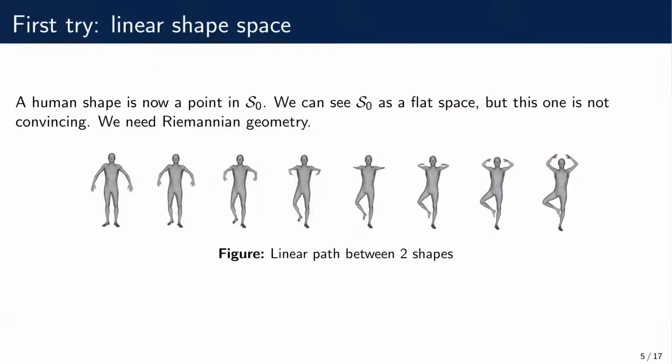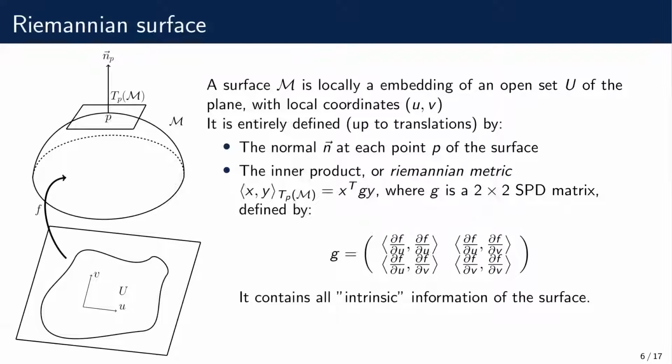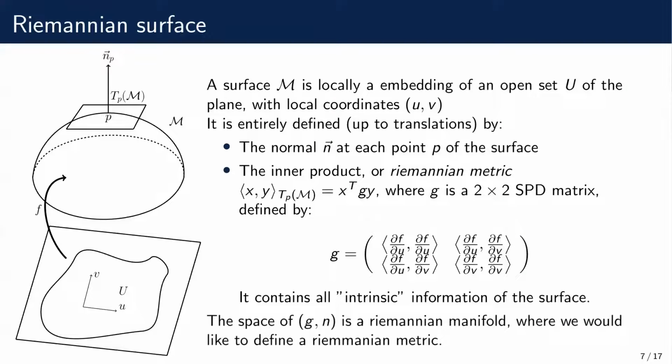A first try would be to measure distances using the world coordinates, working in a linear shape space. They, however, generate unnatural deformations when interpolating between shapes. We thus need to see our space as a Riemannian manifold. Instead of the world coordinates, we propose the Gn representation, with n the normal at point P, living on the sphere, and g the Riemannian metric of the surface, being a squared SPD matrix of size 2. The Gn representation is injective and lives on a Riemannian manifold, where we need a proper metric.